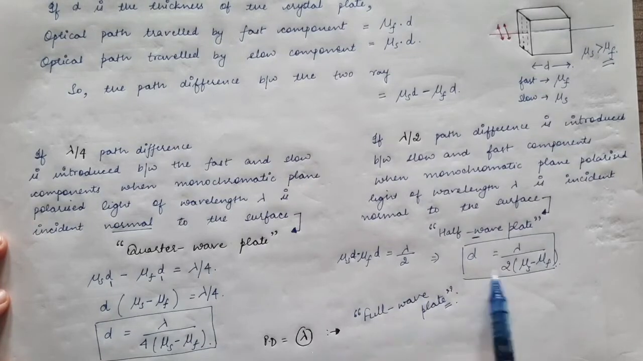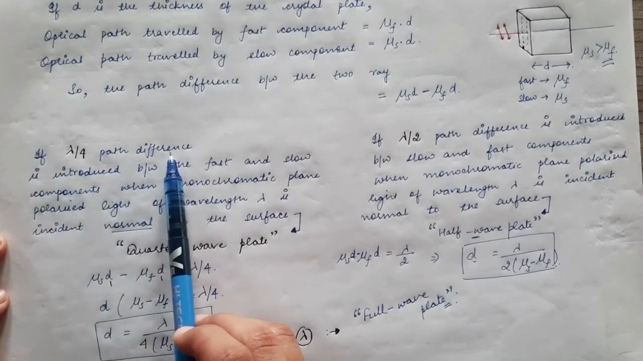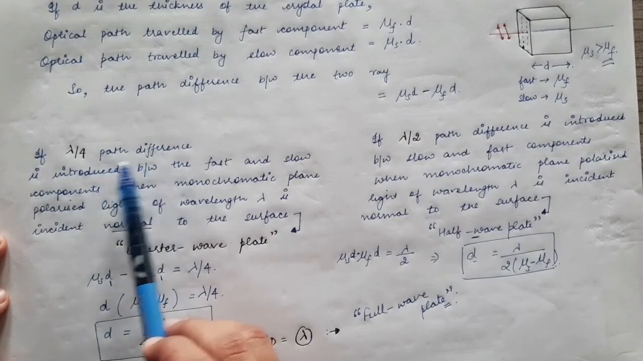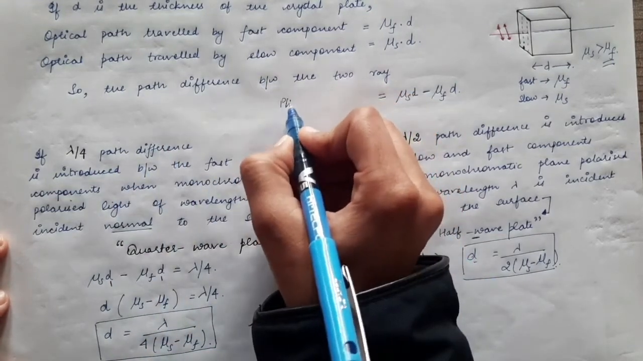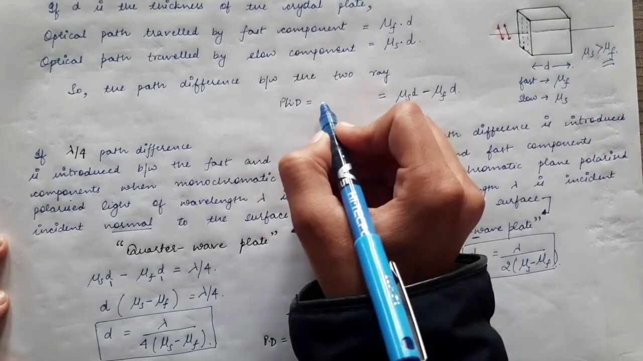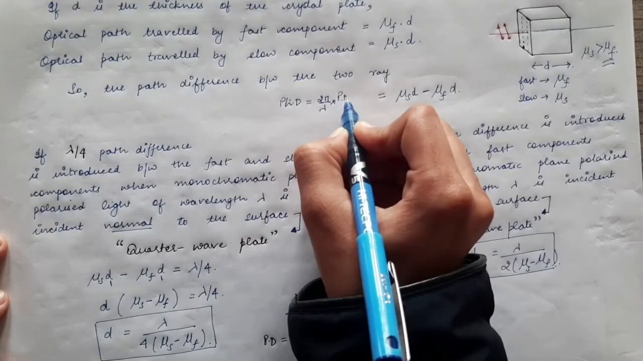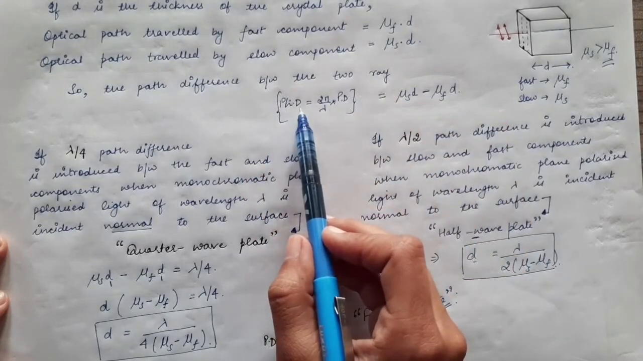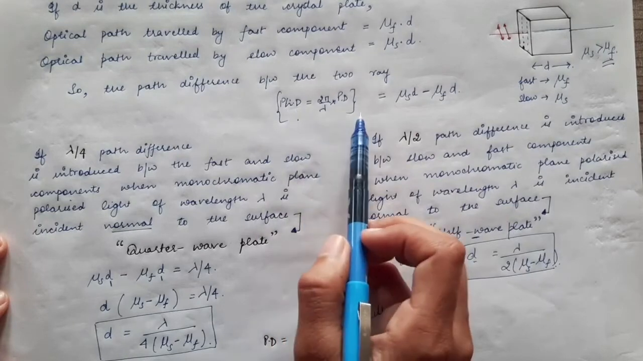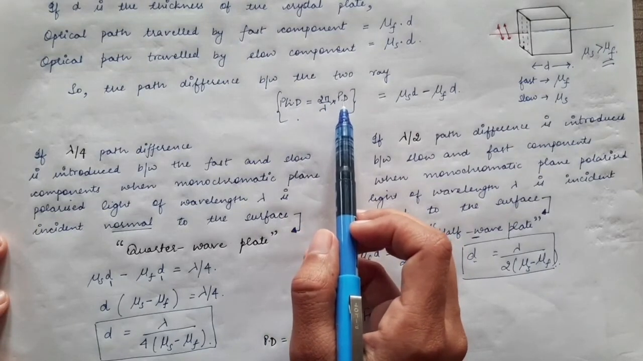So from here you can find the thickness in the same manner. Now if a lambda by 4 path difference is introduced, what is the corresponding phase difference? Phase difference is equal to 2 pi by lambda into the path difference. So the corresponding phase difference can be calculated from this formula.